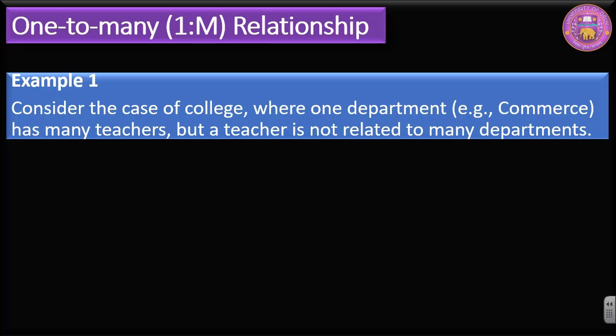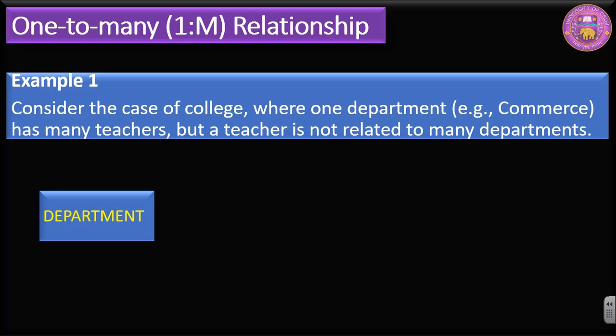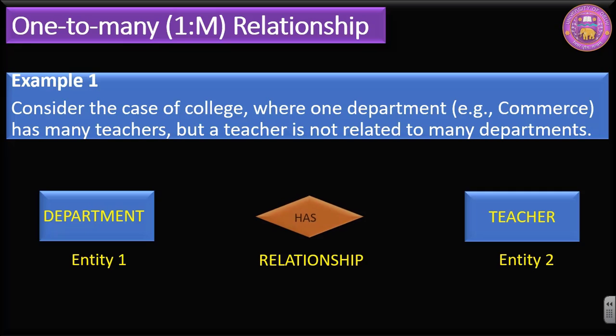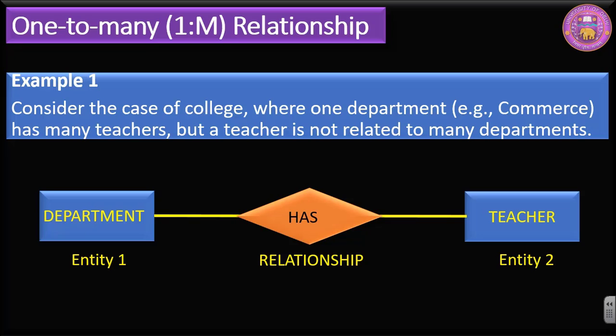Consider the case of a college where one department, for example commerce department, has many teachers, but a teacher is not related to many departments. So one entity is department, entity 1, second entity is teacher, that is entity 2. We need to create a relationship between these two entities. We name this relationship as has, and we create the relationship. One department has many teachers. So now this becomes a case of one-to-many relationship.